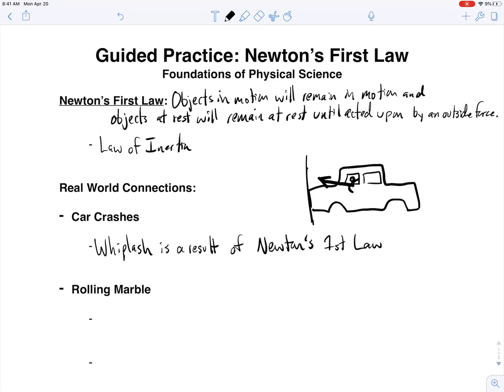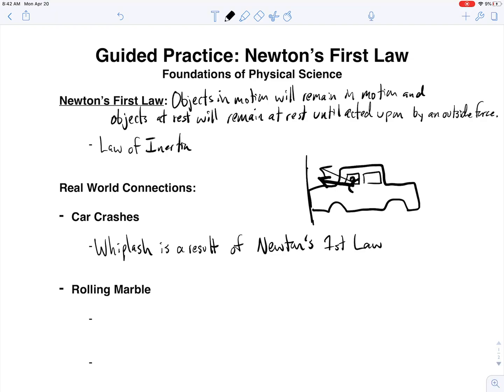So your body lurches forward, the seatbelt grabs you, and if you watch slow motion videos of car crashes, you'll see that crash test dummy, how their body launches forward and their head, even after the seatbelt grabs them, their head kind of lurches forward. That's all Newton's first law. Your head is traveling forward even though your body has stopped.